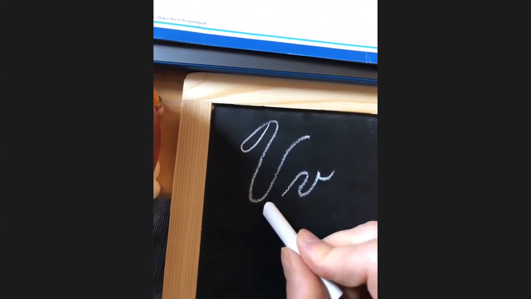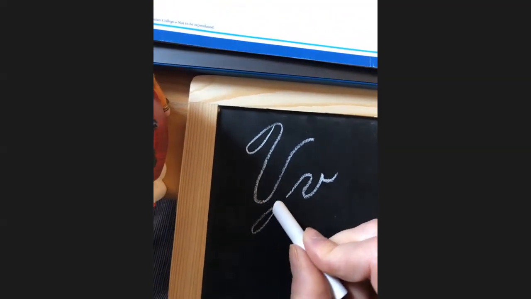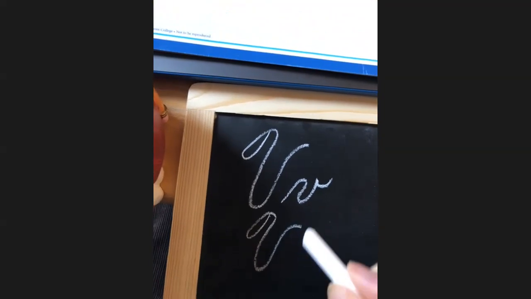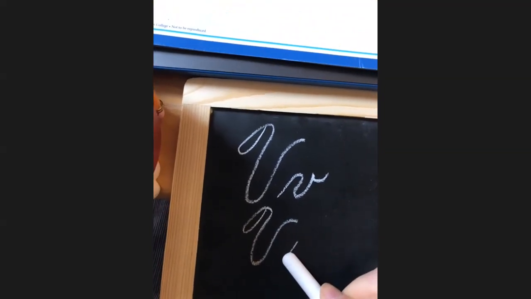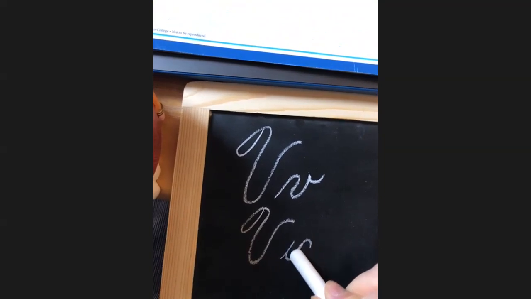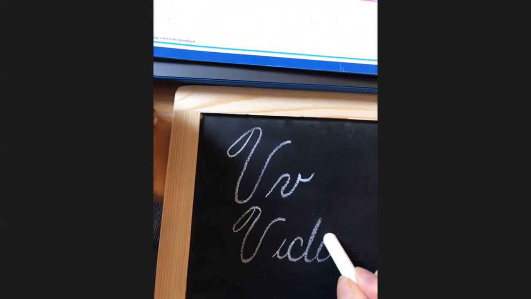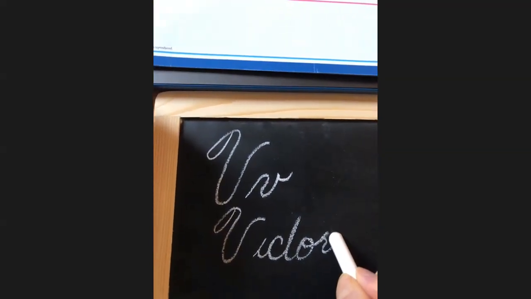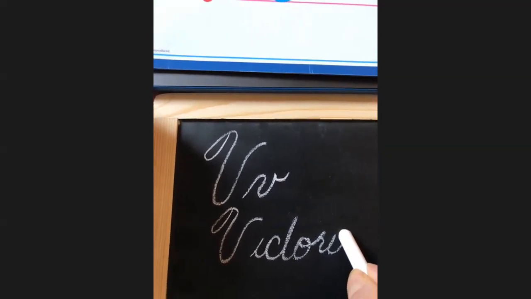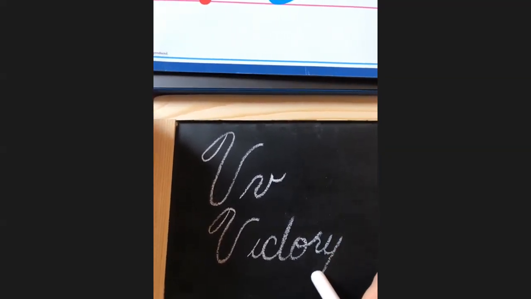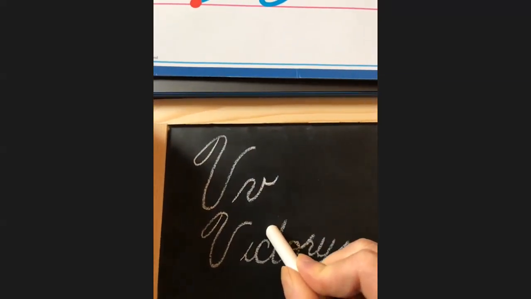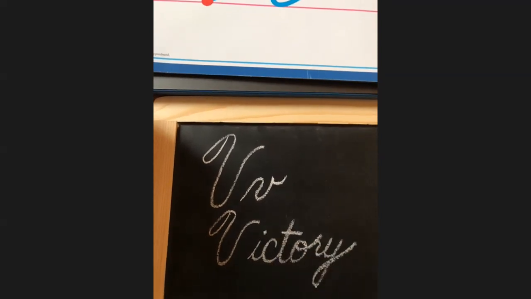We could do victory with a capital V. Notice how we do it when it's a capital. O, R, Y. Cross your T and dot your I.